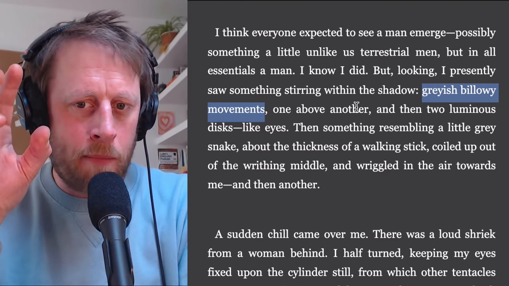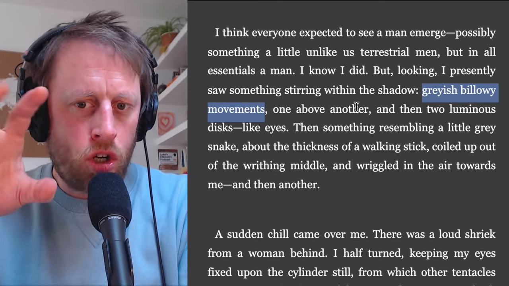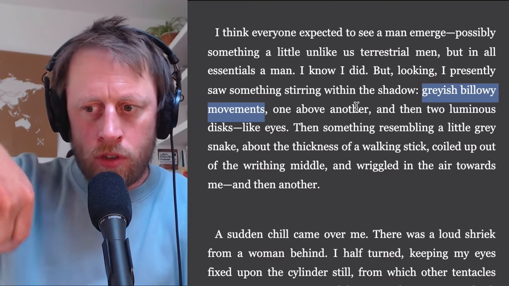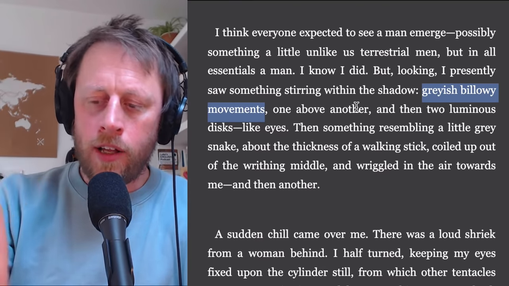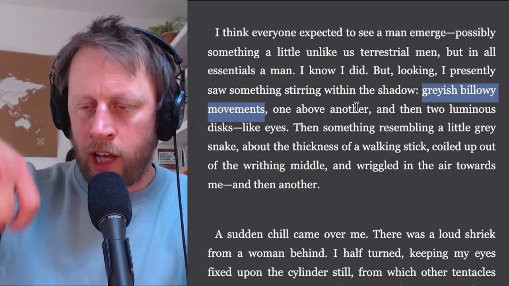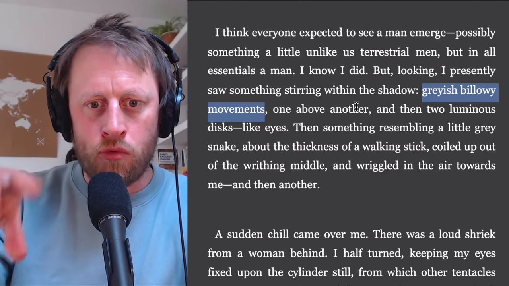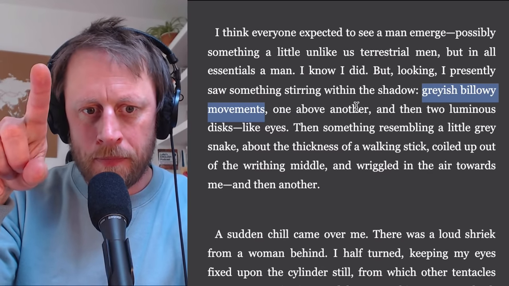Then something resembling a little grey snake, about the thickness of a walking stick, coiled up. So to coil, snakes coil in a circle. So this coiled up means it kind of uncoiled itself out of the writhing middle and wriggled in the air towards me.